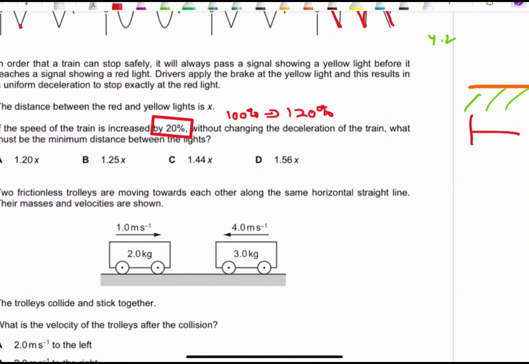But we haven't changed the deceleration of the train. What will be the minimum distance between the lights? So we've increased the speed. What will be the minimum distance between the lights without necessarily changing that? So what would be the minimum distance between the red light and the yellow light? Because the driver is applying a brake at the yellow light, and this results in a uniform deceleration as they stop at the red light.